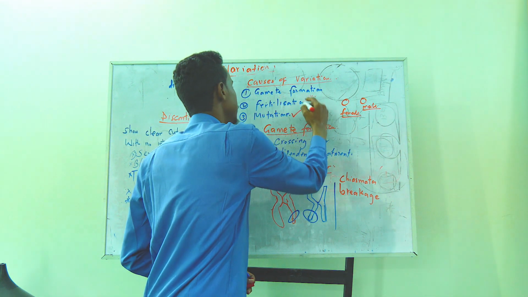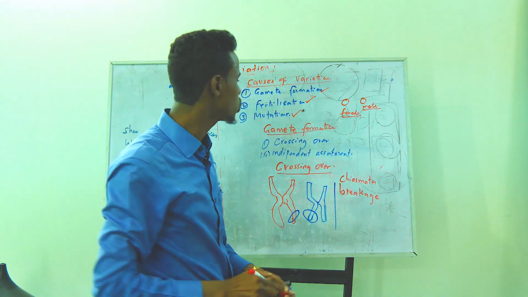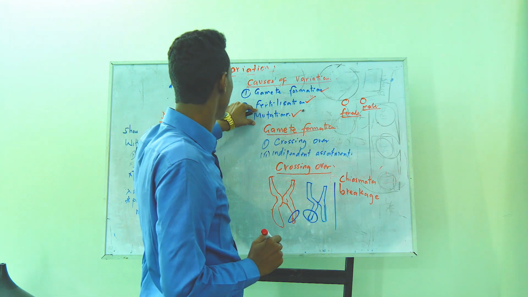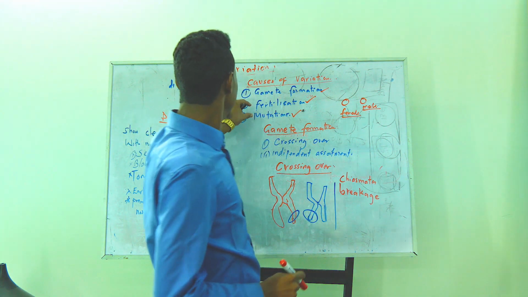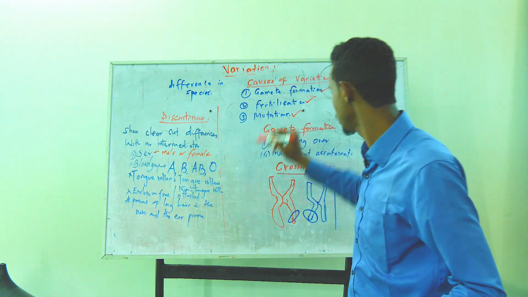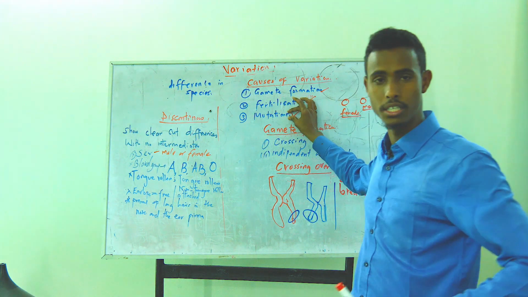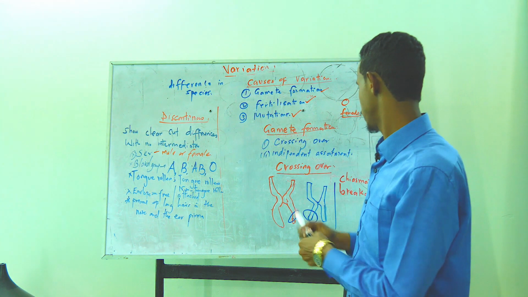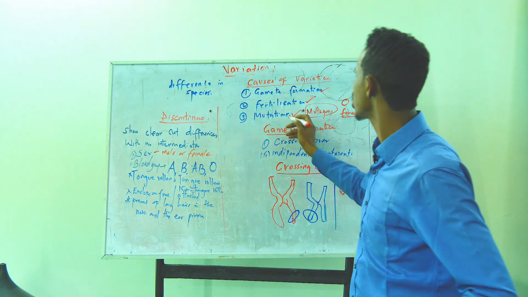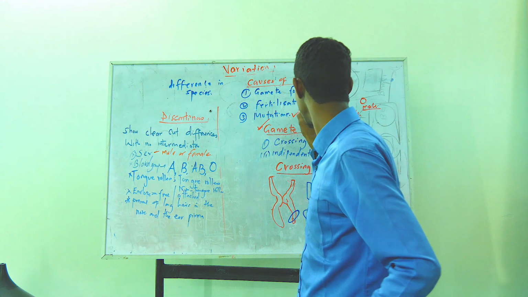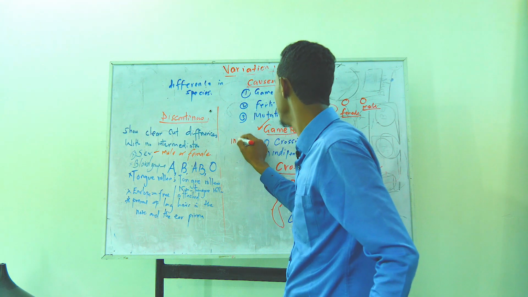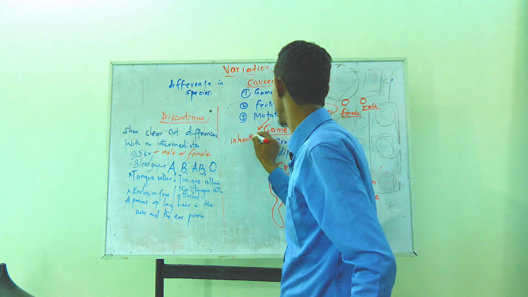And lastly is mutation. Mutation is the spontaneous change in the genetic makeup of an organism. It is caused by mutagens, or it can also be inherited.